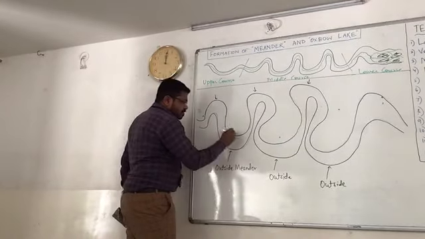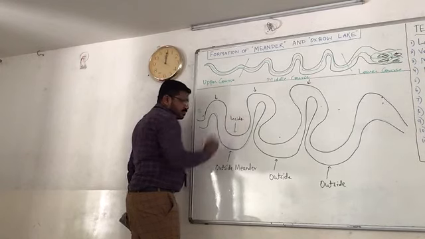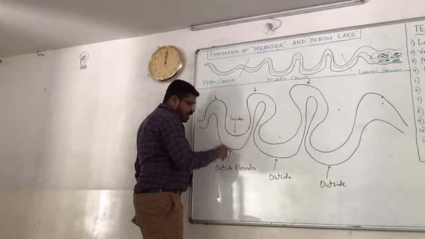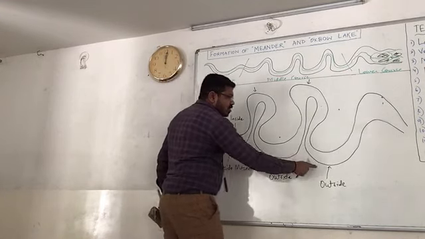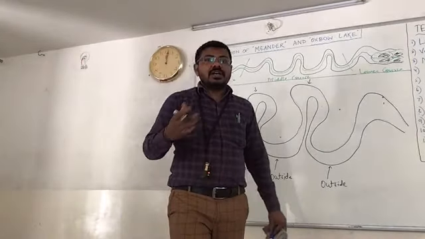And this portion, if you see, this is the inside, right? So this one is inside, this one is outside, outside, outside, inside, inside, inside. This way the meanders form outside and inside.